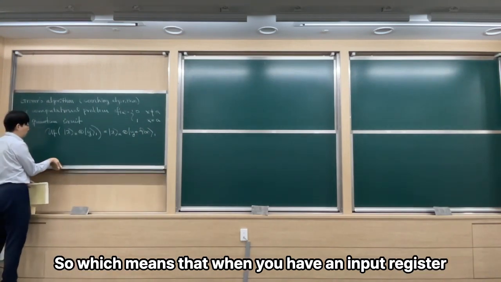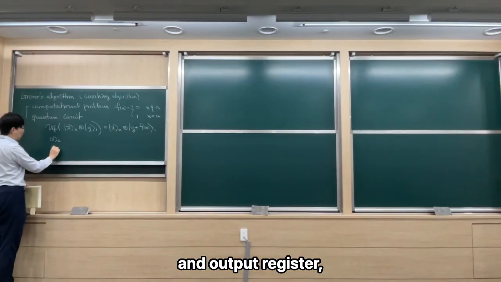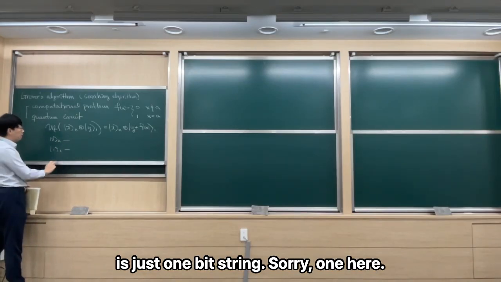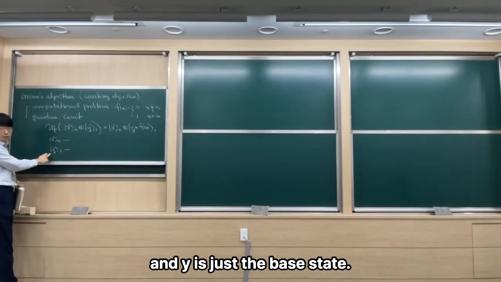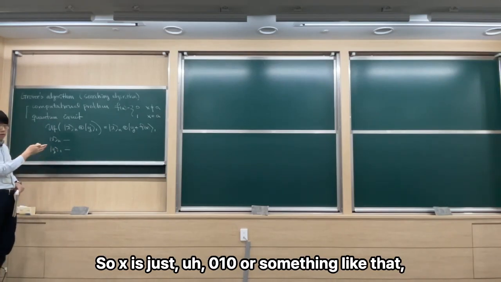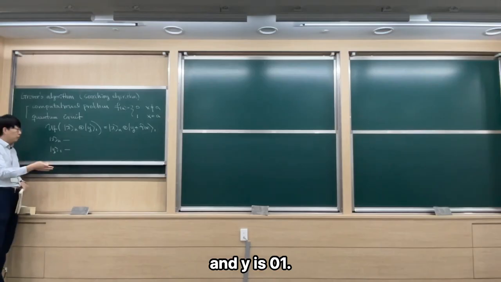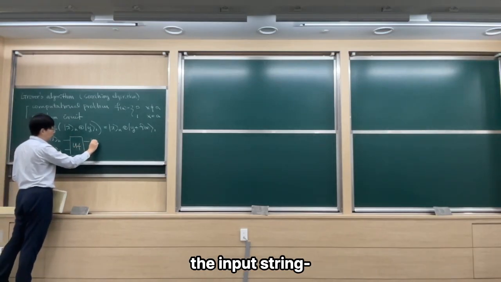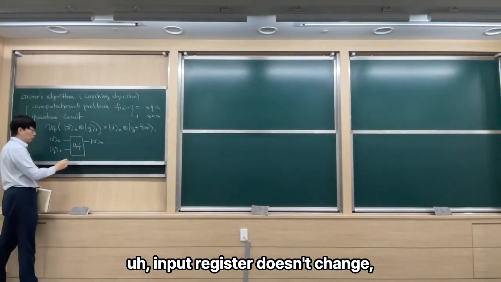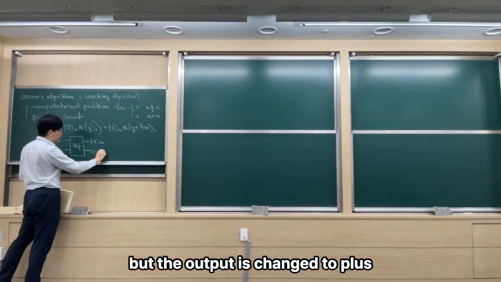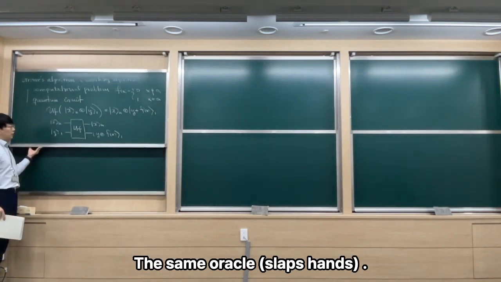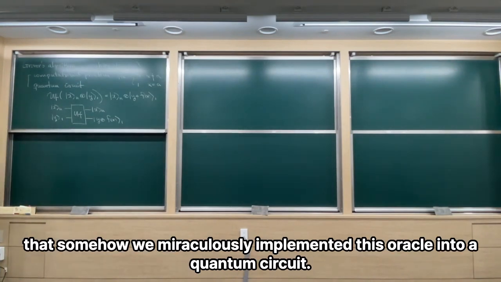When you have an input register and an output register, the input is an n-bit string and the output is just a 1-bit string. So let's say x and y are just basis states. x is something like 0, 1, 0, and y is 0 or 1. When you put this into the Oracle, the input register doesn't change, the same string, but the output is changed to y plus f of x. Okay? The same Oracle. So let's suppose that somehow we miraculously implemented this Oracle into a quantum circuit.